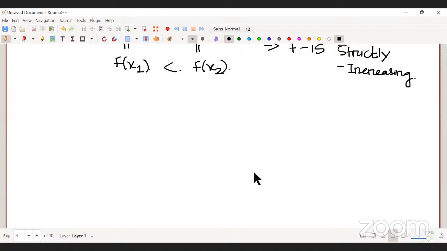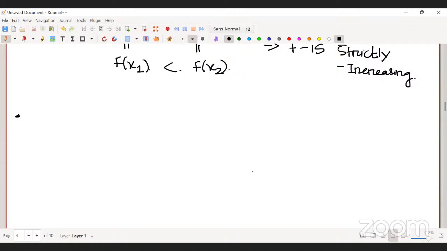So for example, if you consider this function from real to real, all these functions, x square and x^4, are not 1-1 functions. Whereas the odd powers, x cube and x^5, are all 1-1 functions.